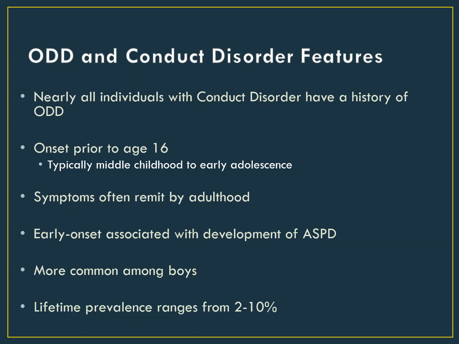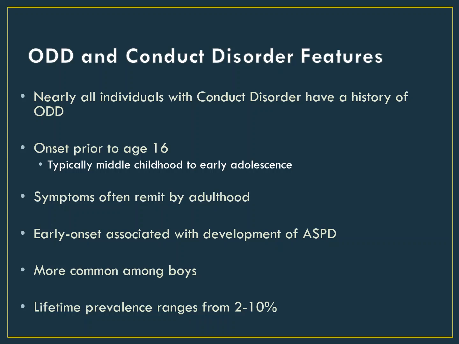Having a diagnosis of ODD is a risk factor for conduct disorder, but it is just that. Most kids with ODD do not go on to have conduct disorder. Yet, most kids with conduct disorder do have a history of ODD. The onset for both of these disorders is nearly always prior to age 16, and most often much earlier than that. ODD is likely to start during elementary school and is usually apparent by age 8, while conduct disorder symptoms are more likely to emerge in later childhood or early adolescence.